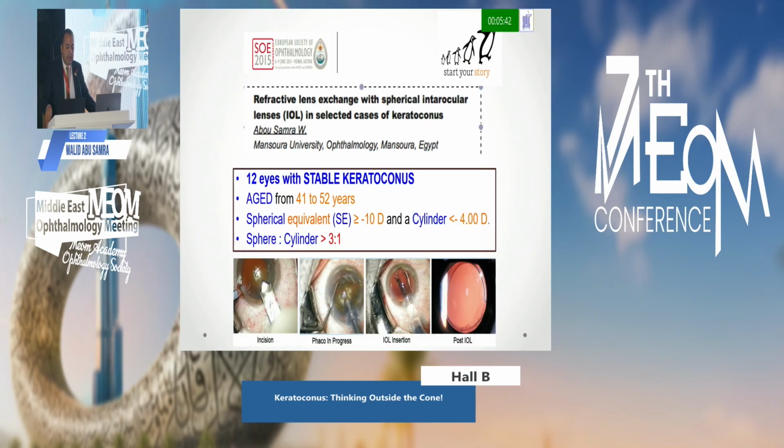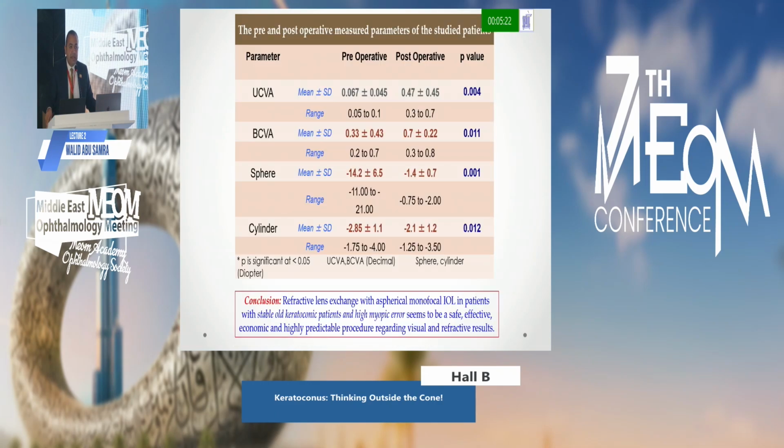So the idea started in 2015 at the Society of Ophthalmology, when we presented a case of refractive lens exchange with spherical IOL implantation in some selected cases of keratoconus: 12 eyes aged more than 40 years with a spherical equivalent of high myopia, more than -10 diopters, with low cylinder. Of course, it was just clear lensectomy in these cases, and the myopia correction improved the vision, both uncorrected and corrected visual acuity, with marked reduction of the sphere and cylinder, and highly significant patient satisfaction.